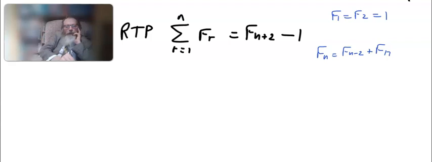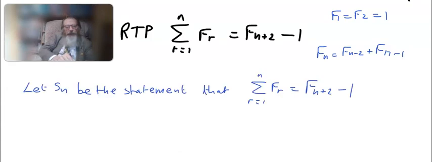And here we are trying to prove that the sum of the first n Fibonacci numbers is the same as f_{n+2} - 1, where we have the familiar Fibonacci sequence, where f_1 = f_2 = 1, and where f_n = f_{n-2} + f_{n-1}. And we proceed by induction.